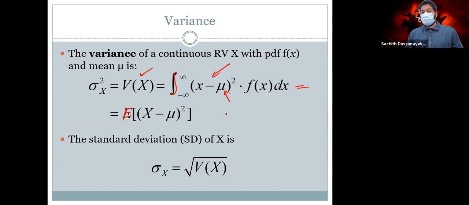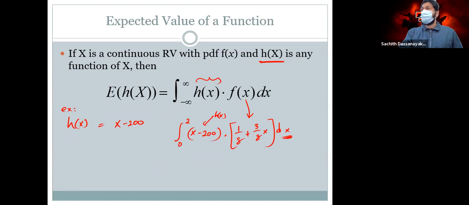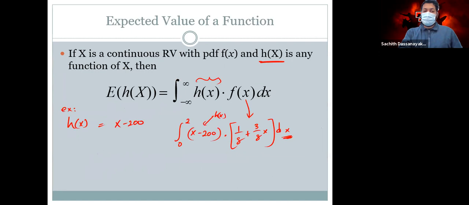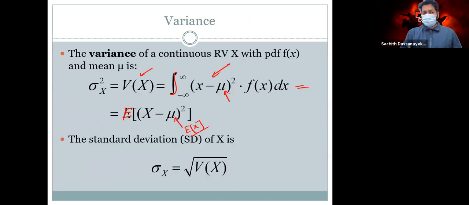Let's say capital X here is the continuous random variable. Mu is the expected value of x, so you can find this from the previous slide, this one, and do your calculation again. Here you have the expected value, simply this one.